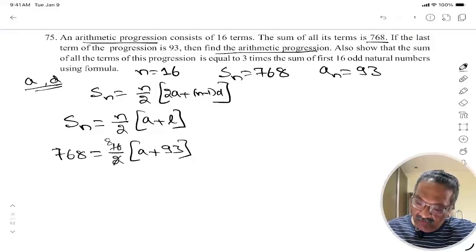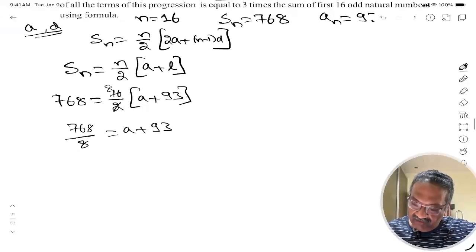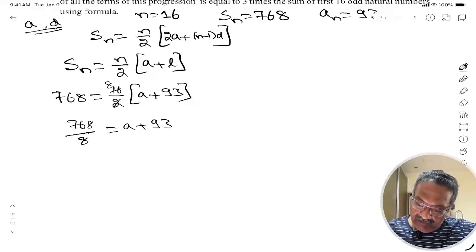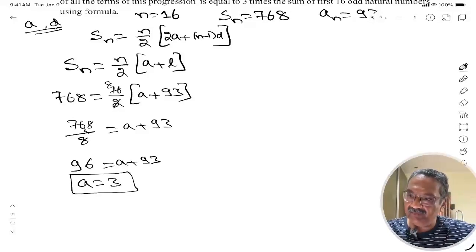So 768 divided by 8. I will bring the 8 to this side: it is equal to a plus 93. 8 9s are 72, 48. 8 2s are 16, 8 5s are 40, 8 6s are 48. 96 is equal to a plus 93. So a is equal to 3. So we got a as 3.